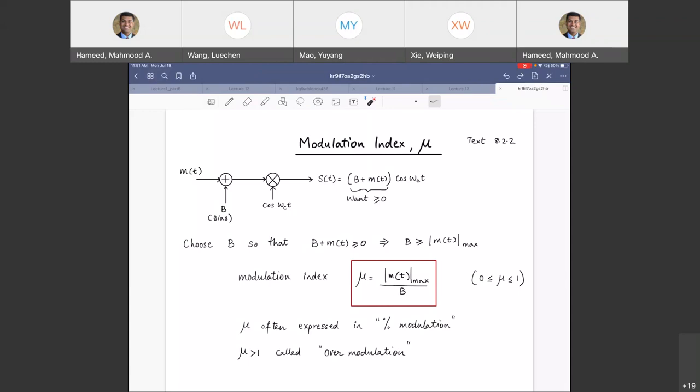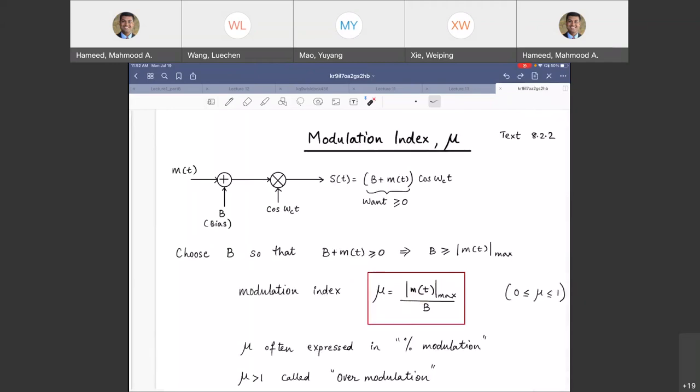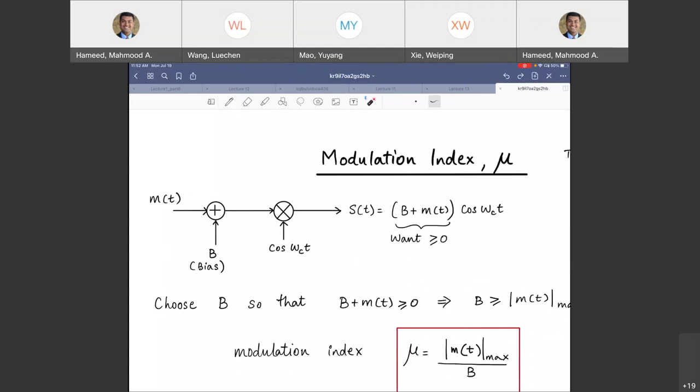But because of asynchronous detection, you may have to have some bias, some B, right? So you had to increase the level so that it is all above zero. Because of that, you introduced a carrier. Because of that, you have some carrier power that you need to transmit as well. Let's take a look. Modulation index, mu, is that ratio. Let's derive that. M of T is your message. And maybe it is going below zero, so you add a bias, B, to it, such that M of T is always greater than or equal to zero.